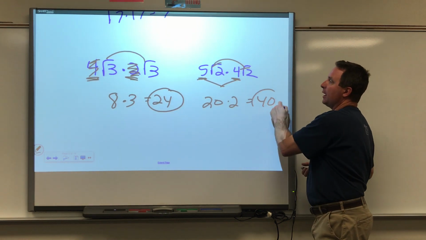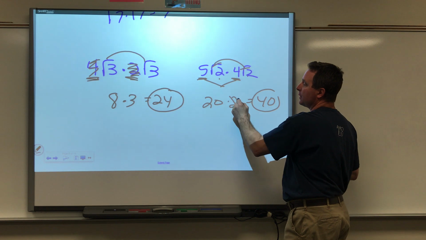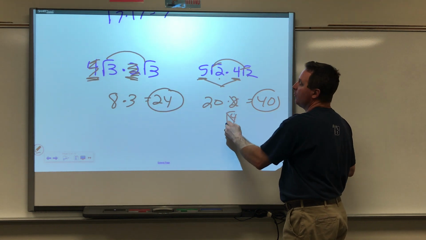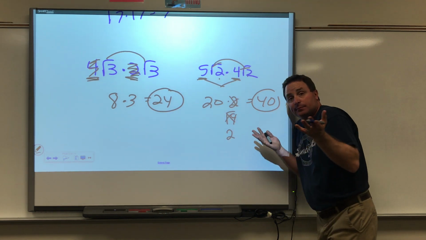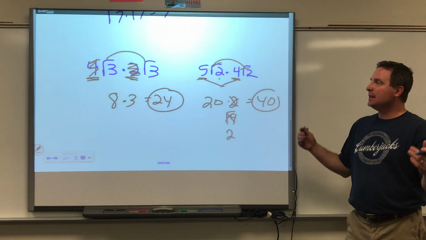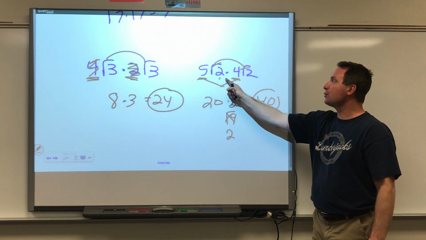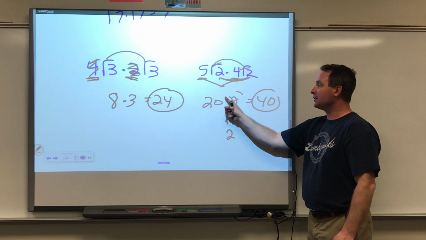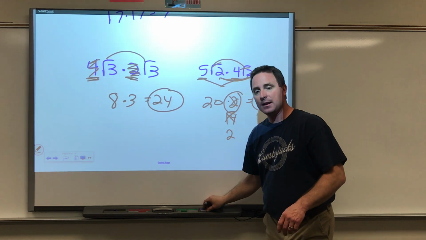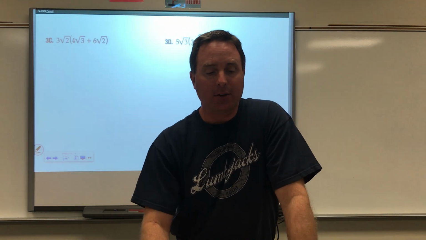Okay? Now don't get me wrong. It's okay if you do the square root of 2 times the square root of 2 and write the square root of 4. Well, the square root of 4 turns into a 2, and you get there anyway. So it's just kind of a little bit of a shortcut. Anytime you have two radicals that are the same, it turns into the big number. Okay? Let's take this a step further.